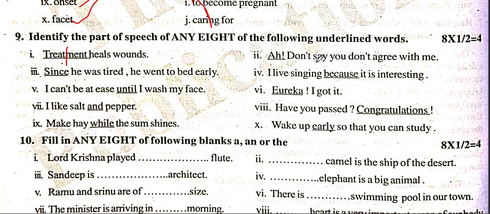Next, "Don't say you don't agree with me." This is an interjection. Whenever we have the exclamatory mark, the mark of exclamation, these words will be called interjections, one of the parts of speech. And the last part of speech.